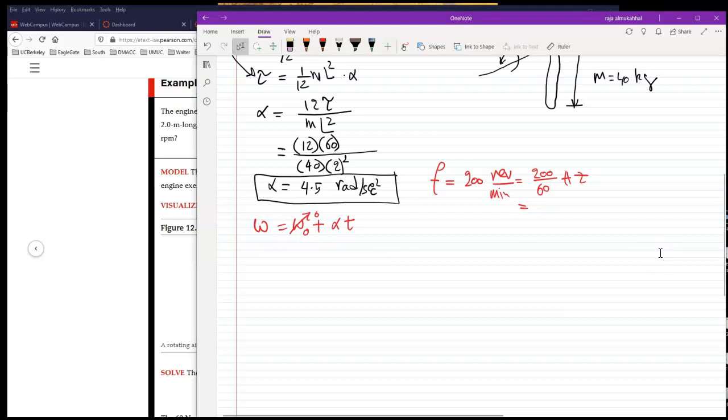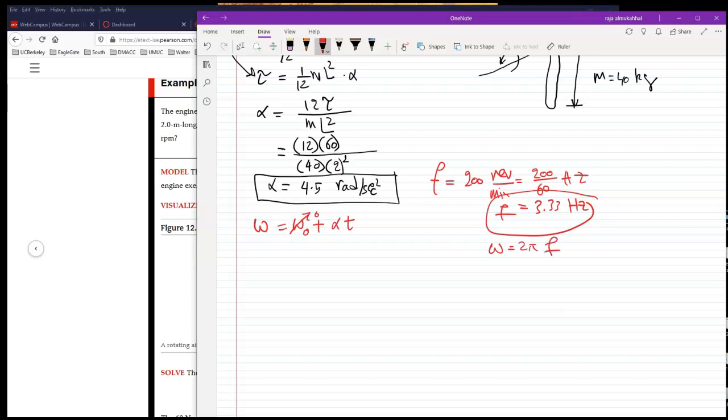I'll have 200 divided by 60. I hope you're working with me. And I get 3.33. So the frequency is 3.33 hertz. Okay? There we go. Now, omega, well, omega is 2 pi f, right?